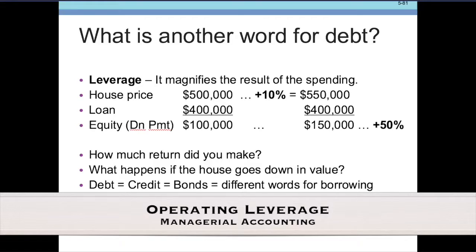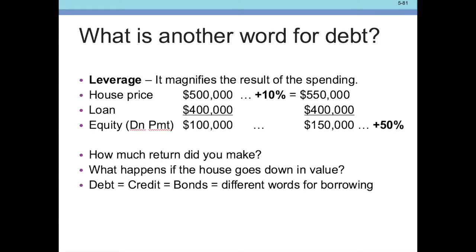You're the owner of the house. It never goes to the bank. You just have to keep making your payments to the bank. So that's how you go on the upside. It also works on the downside. I didn't change the slide here, but you can easily imagine it. The house price goes down 10%, so it goes from 500 to 450. 450 minus 400 is 50,000, and now you've lost 50,000, or 50% of your money that you invested in the house. So leverage magnifies your result.